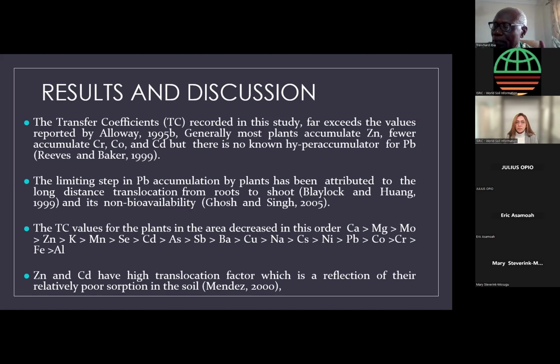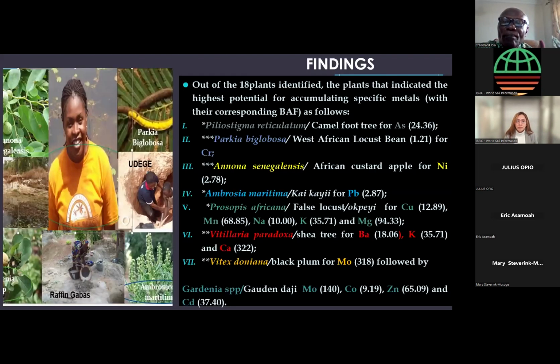Zinc and cadmium have high translocation factor. This is a reflection of their relative poor sorption in soil. Mendes has reported that they have poor sorption in soil, and so probably that is why we see zinc accumulation recording high.